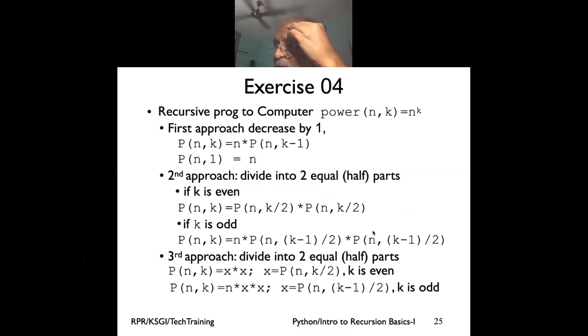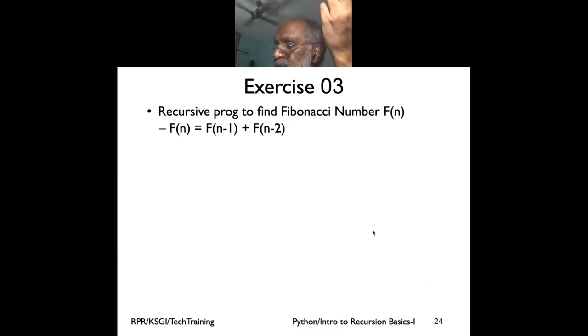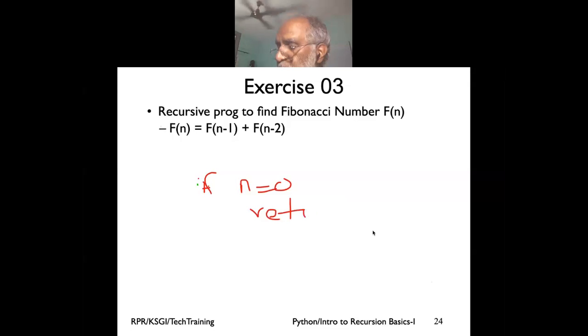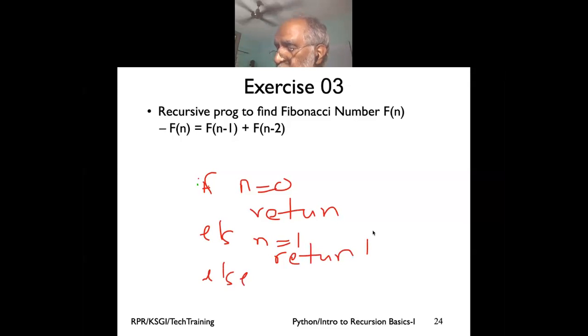So the program would be simple. If n is equal to 0, return 0, else if n is equal to 1, return 1, else return the sum of the previous two, and it will be done.